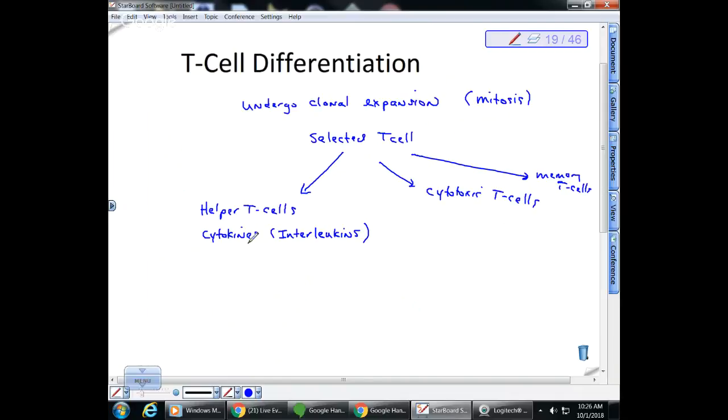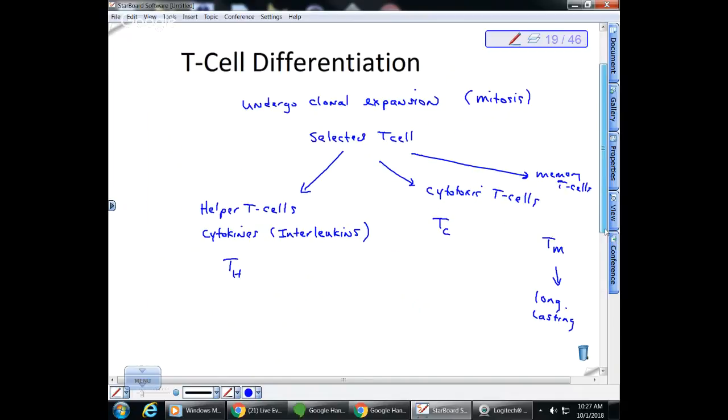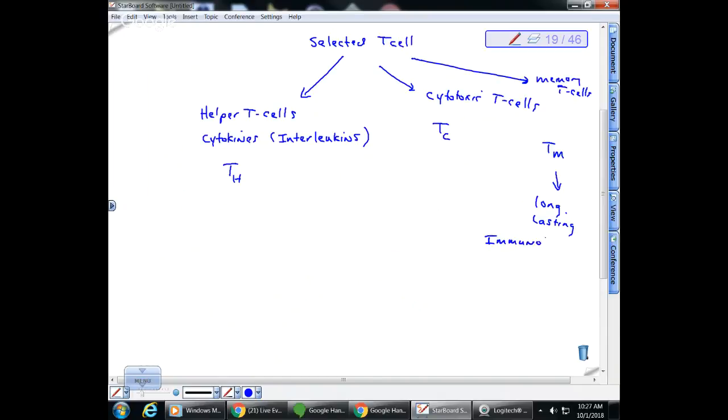So the helper T cells are the TH ones that you see written in your book. The cytotoxic T cells are sometimes called killer T cells, right? And we learned that they are the ones that produce the perforins and the granzymes. And then we have the memory T cells, TM. So these memory cells are long lasting. So they'll reside in the immune system for a long period of time. And so this is the whole basis for what is called immunological memory. And for them to be present, you've had to have been exposed to the particular antigen that can be detected by these T cells, because T cells and B cells are specific to the antigens. Okay? So this is my immunological memory.